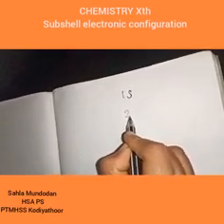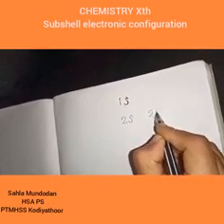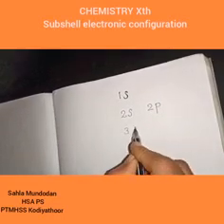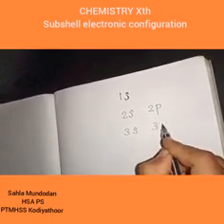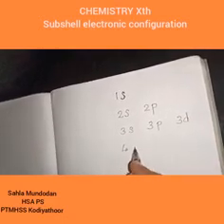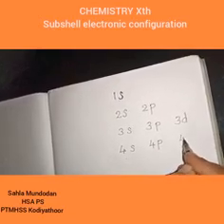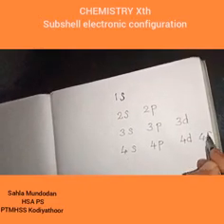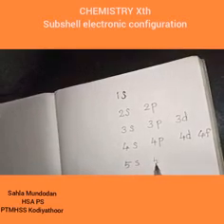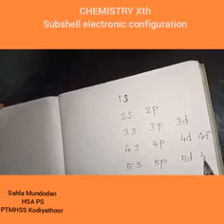Second shell consists of S subshell and p subshell. Third shell consists of 3s, 3p, 3d. Fourth shell consists of 4s, 4p, 4d, 4f. Fifth shell consists of 5s, 5p, 5d, 5f.